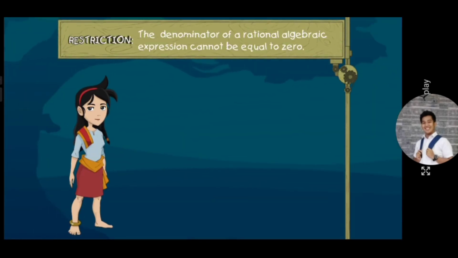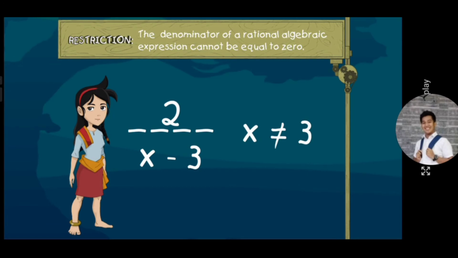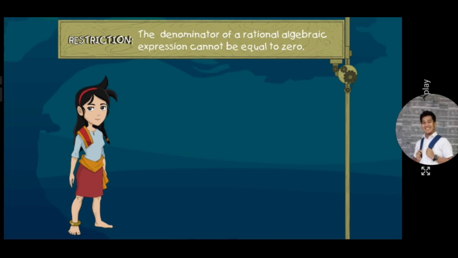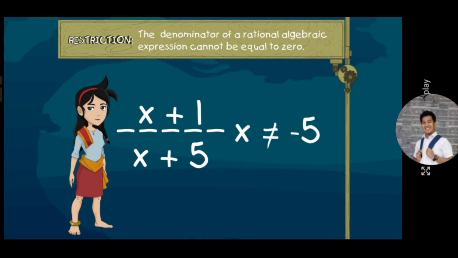Now, there's a restriction in the definition of rational algebraic expressions, and that is the denominator of a rational algebraic expression cannot be equal to 0. And here's the explanation why 2 over x minus 3 is not an example of a rational algebraic expression. If we set the value of x as 3, we will get 2 over 0. So this is not a rational algebraic expression because it leads us into undefined.